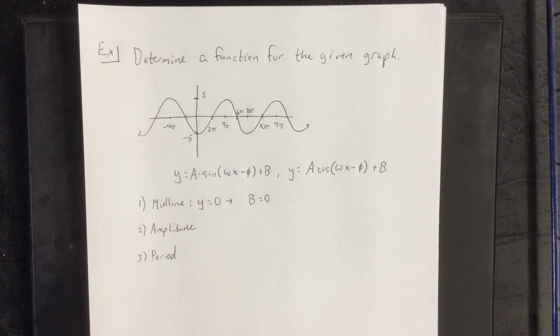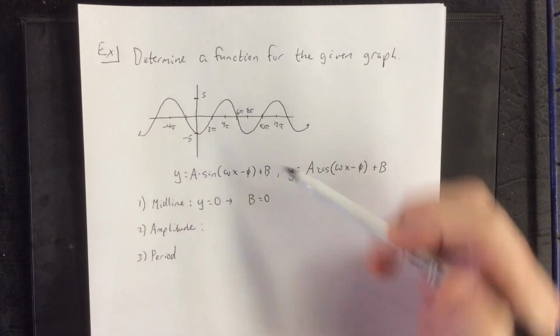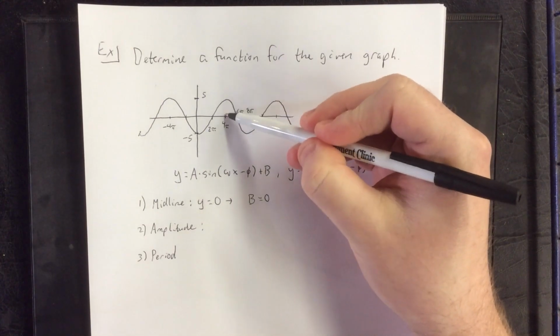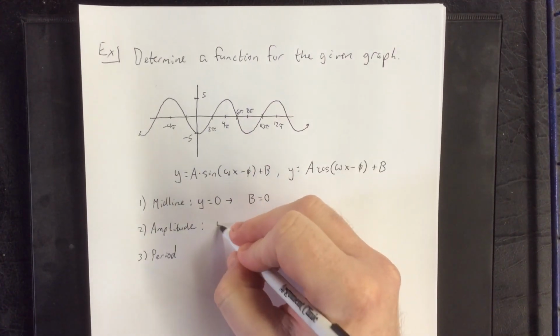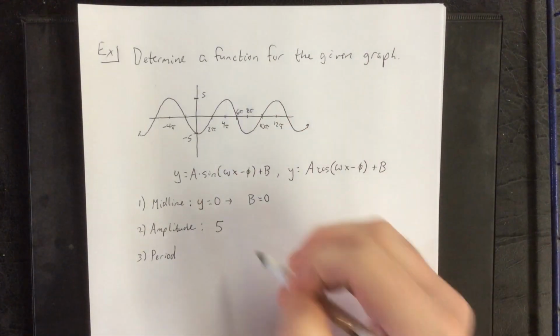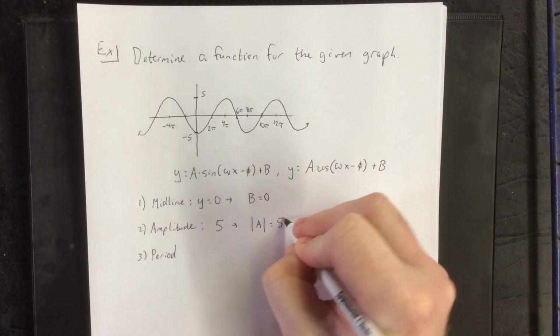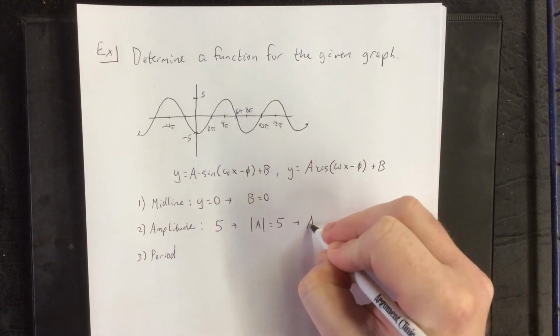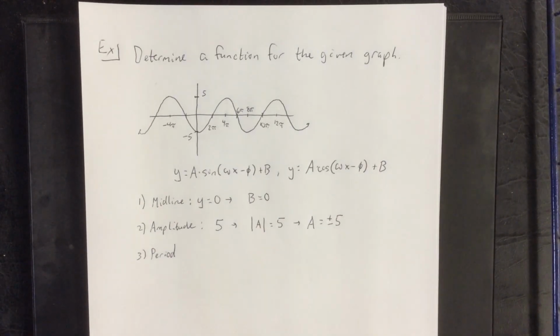The amplitude is going to be the vertical distance from that midline to a maximum, or from the midline to a minimum. And in either of those cases, that distance is going to be the 5 that we see indicated on the y-axis. This lets me know that there are going to be two possible values for a, and the two possible values for a are positive 5 and negative 5, depending on whether or not there's been a reflection.